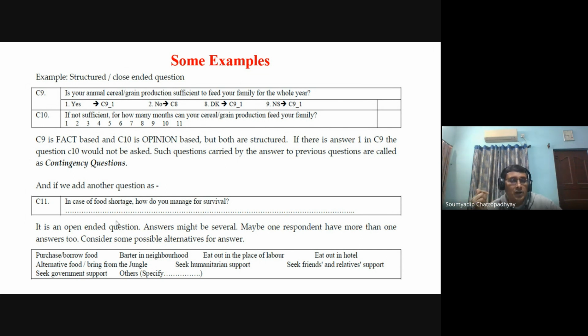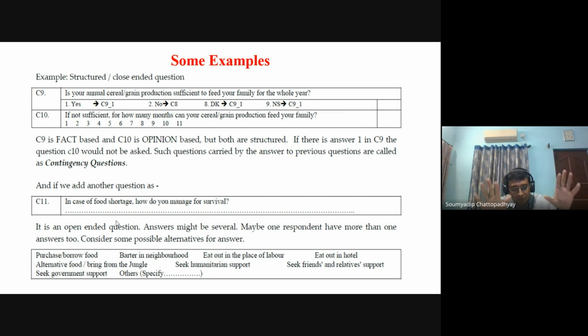Another important aspect is that if you decide to keep this particular question close ended and code them accordingly, then there is a possibility of multiple answers to this question, because it may happen that a particular person manages his food shortages both by eating out in the place of labor as well as by seeking some kind of humanitarian support or support from friends or relatives. So there is a possibility of a single answer to this question, or there is a possibility of multiple responses to this same question.